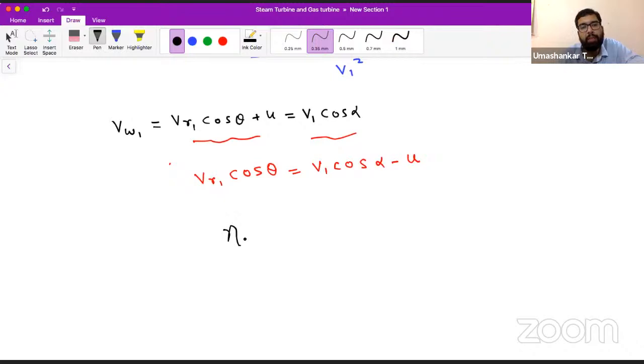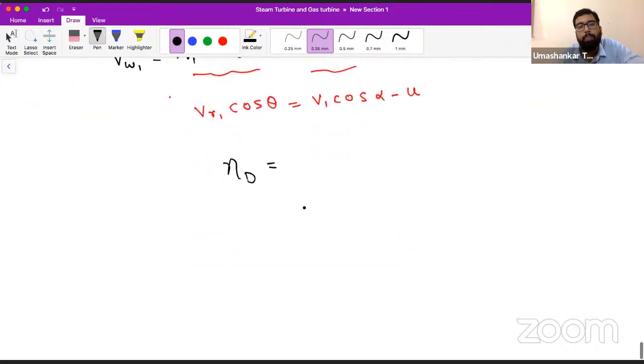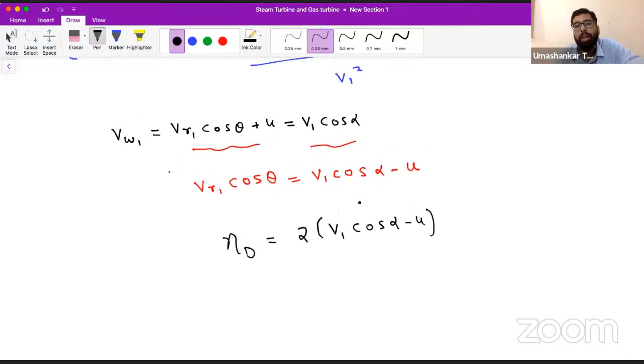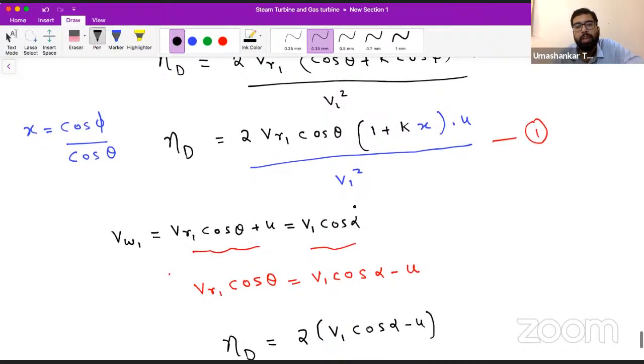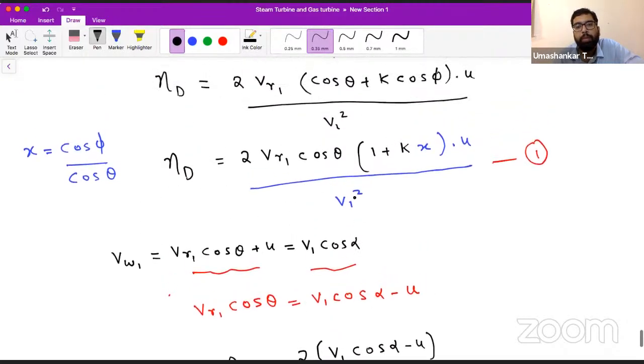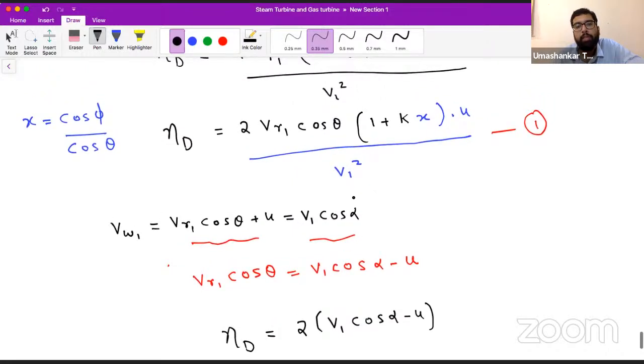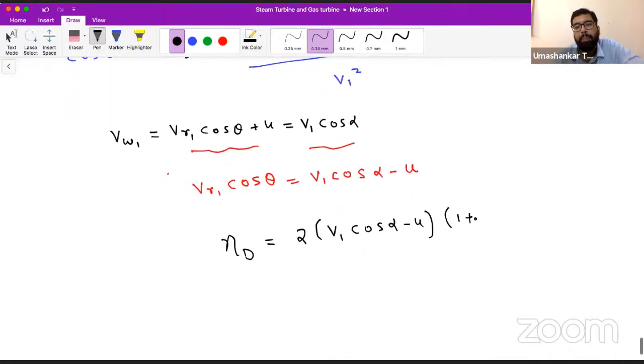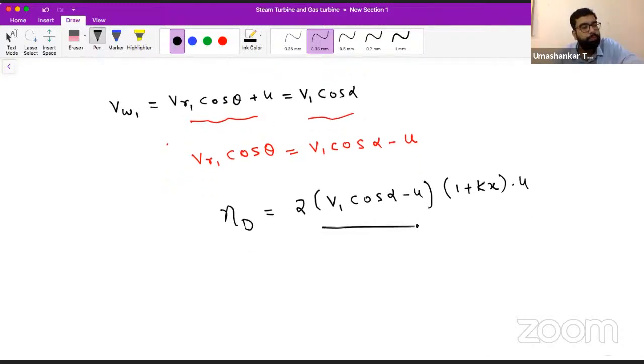So our efficiency, now we are replacing the value of VR1. So it is going to be V1 cos alpha minus U. I'm just replacing the value of VR1 cos theta into equation number one. So we have written the value of VR1 cos theta as V1 cos alpha minus U, and we have 1 plus kx into U upon V1 square, okay?